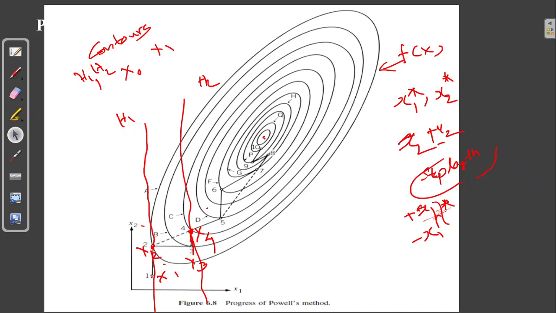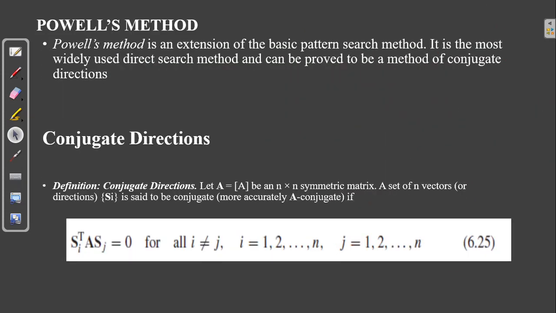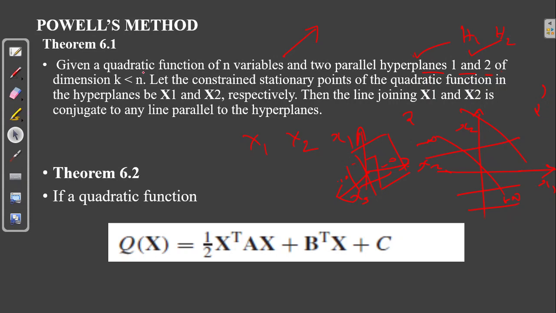So what the first theorem, that is theorem 1, says is that given a quadratic function of n variables, here 2 variables, and 2 parallel hyperplanes h1 and h2 of dimension k less than n, that means it has a dimension 1 which is less than 2, then the constrained minimum points of the quadratic function in the hyperplanes are x1 and x2 respectively.